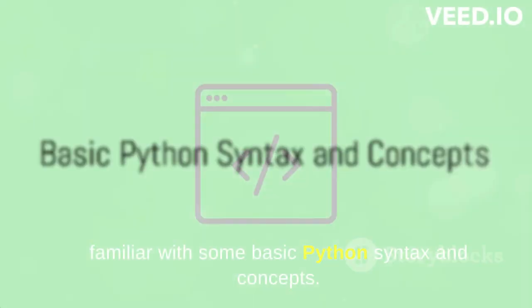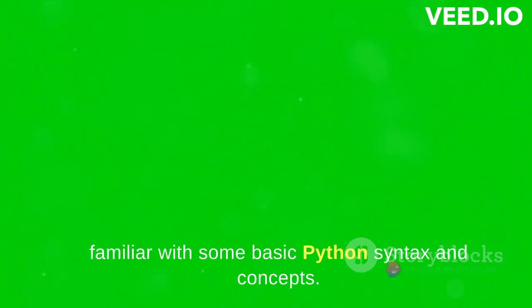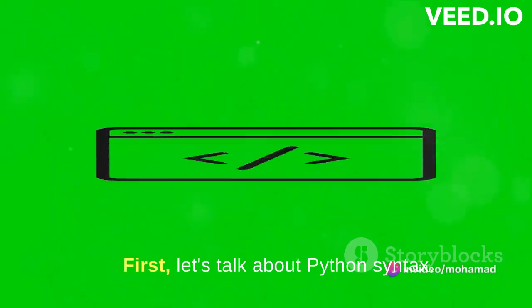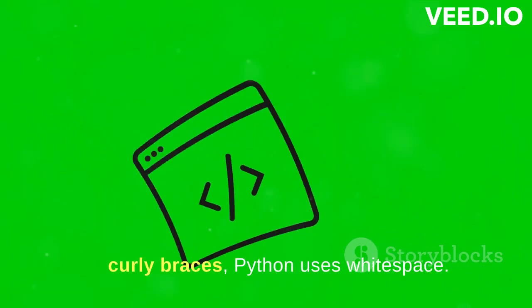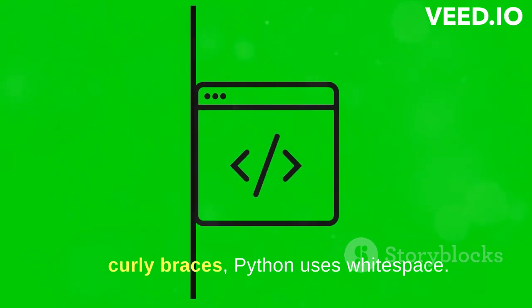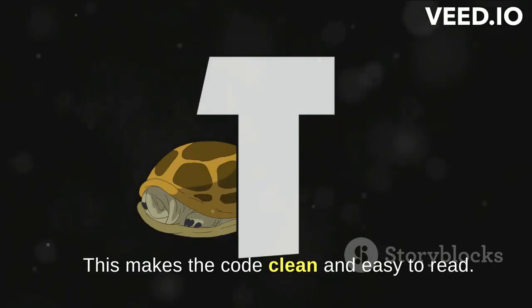Now that you're set up, it's time to get familiar with some basic Python syntax and concepts. First, let's talk about Python's syntax. Python is unique for its use of indentation to define blocks of code. Where other languages might use curly braces, Python uses whitespace. This makes the code clean and easy to read.